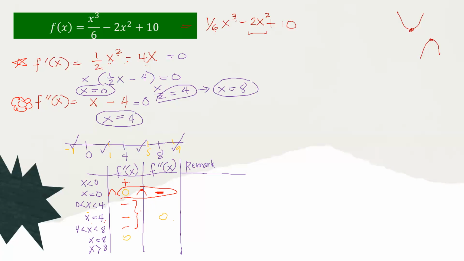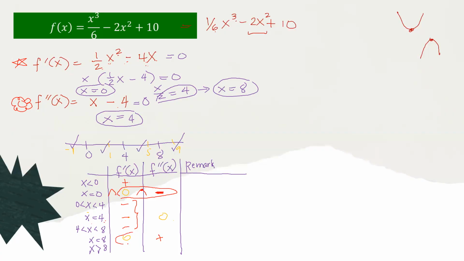So, pagka kumukuha tayo ng local max, pwede kang gumamit ng first derivative or second derivative, pero dapat zero siya ng first derivative. So, same as ito, gamitan natin ng shortcut. X equals 8. So, if x equals 8 here, 8 minus 4 is positive. Take note, we're not writing a numerical value here. Yung mga sign lang. So, 0, positive.